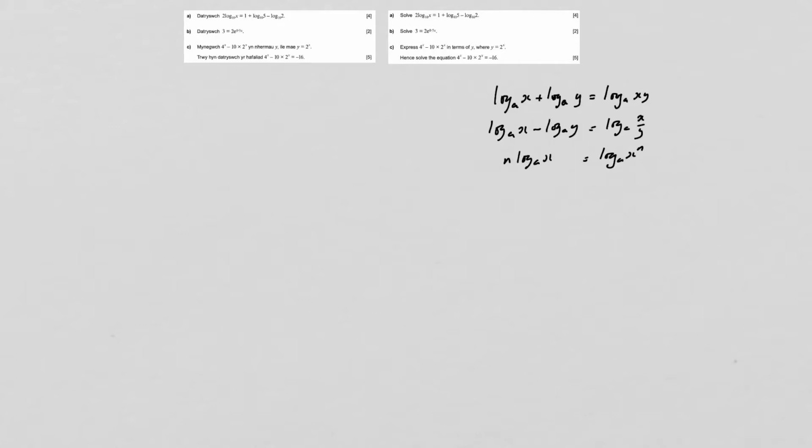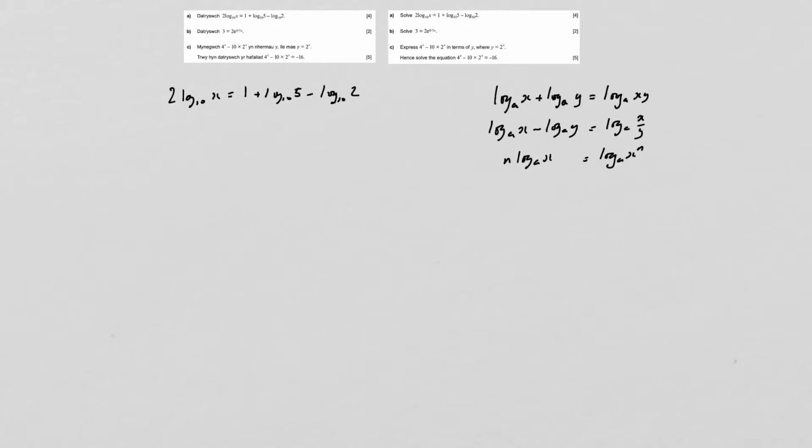So these are the tools we have to deal with this question. If we start off by just writing the question down, we have 2 log base 10 of x equals 1 plus log base 10 of 5 take away log base 10 of 2.